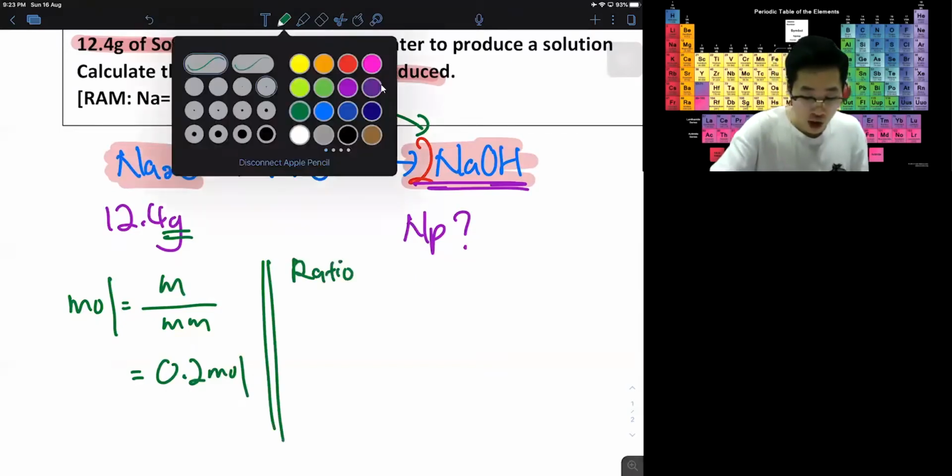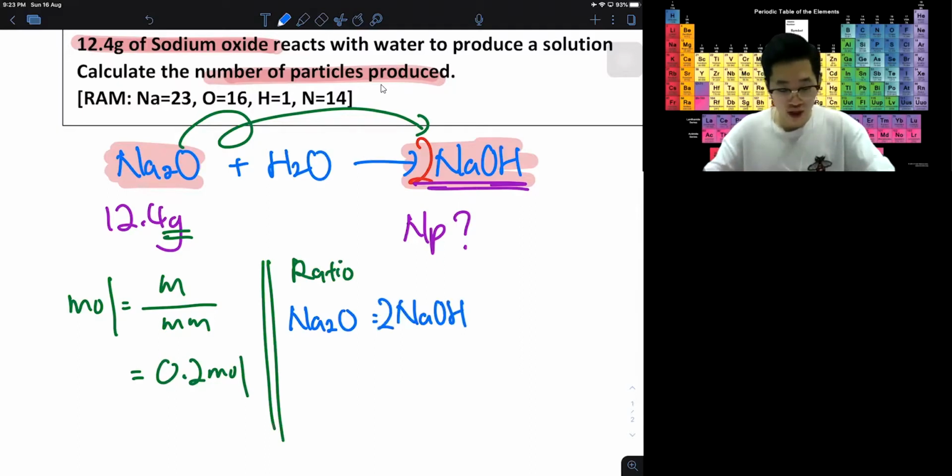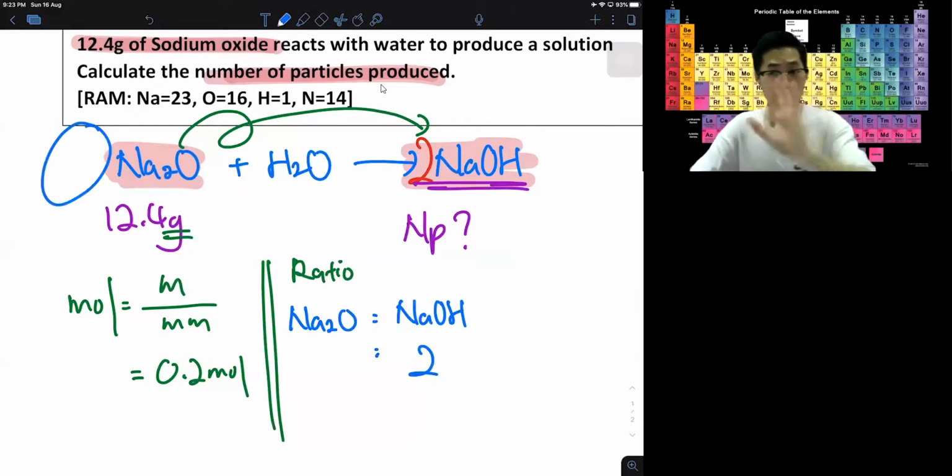How to do the ratio? Copy down the two formulas, Na2O and NaOH, whatever you have highlighted. Don't write the number there. NaOH has 2, so 2 NaOH. The number should be placed at the bottom, 2. In front of Na2O, there is no number, so we will just write 1. 1 to 2.